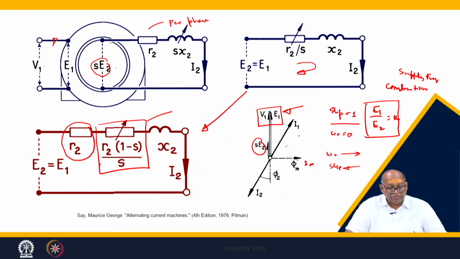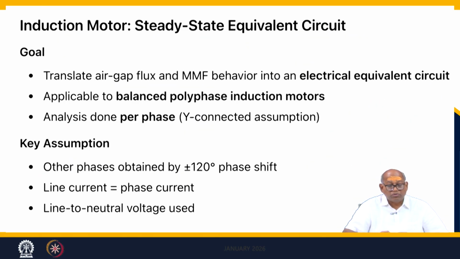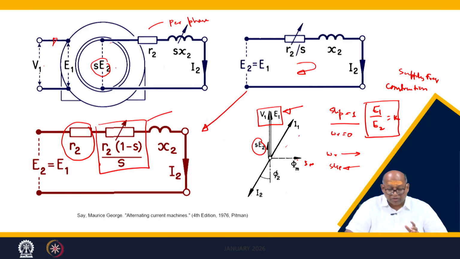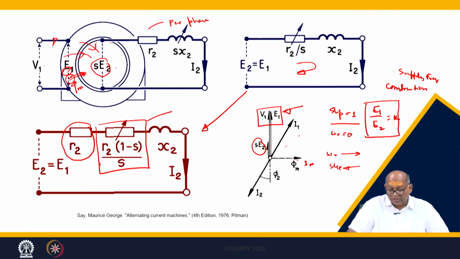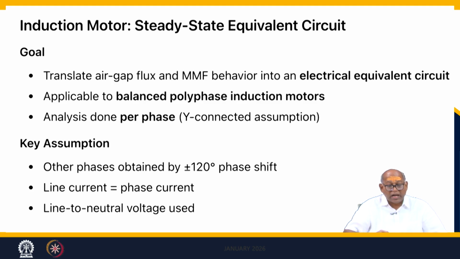So moving forward, this we have discussed. The goal is to translate the air gap flux. Remember, the flux which is passing here is the air gap flux, or mutual flux you can say, which goes from the stator. There will be some leakage which will not go to the rotor, but there will be some flux which will be linking the rotor. This air gap flux we call it, and we translate the MMF behavior into an electrical equivalent circuit.